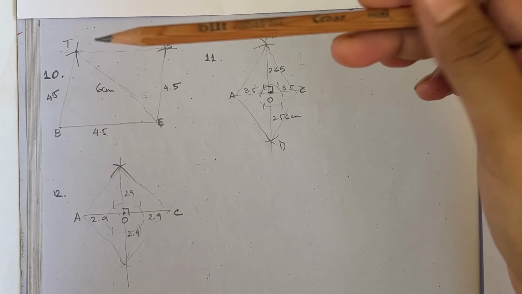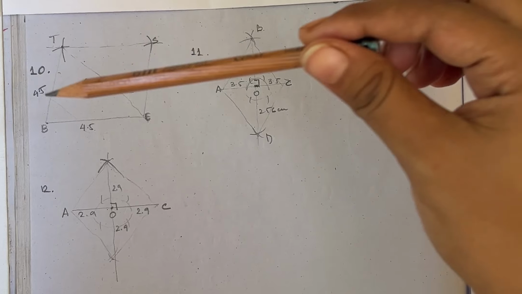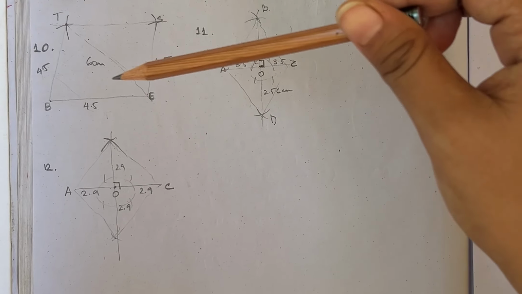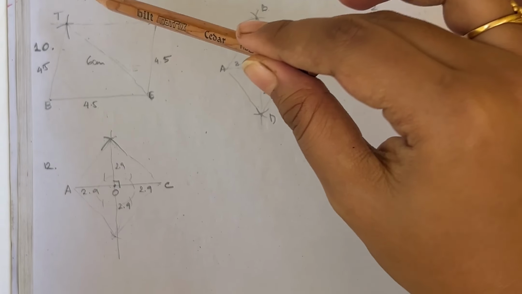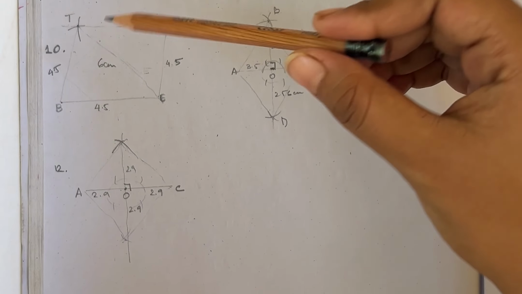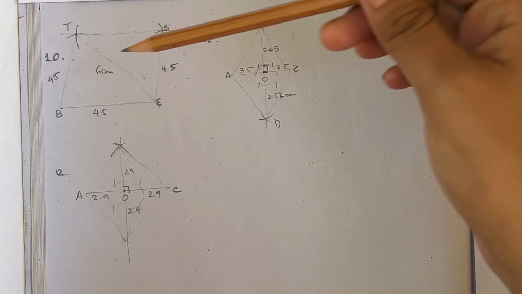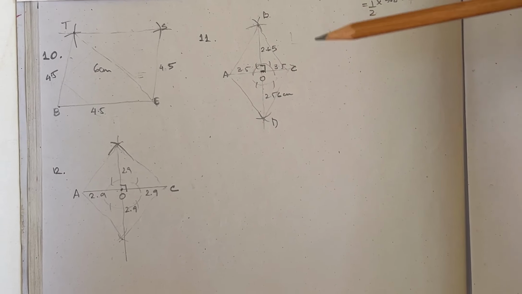For sum number 10, we need to construct a rhombus BEST. One side is given as 4.5, so each side of the rhombus will be 4.5, and the diagonal is given, that is ET 6 centimeter. So we will be able to construct this. Because we have done lots of sums similar to this, now we go to sum number 11.